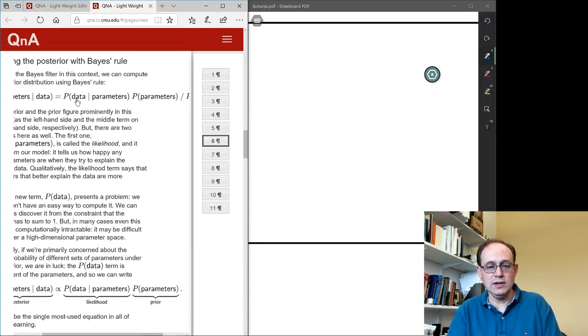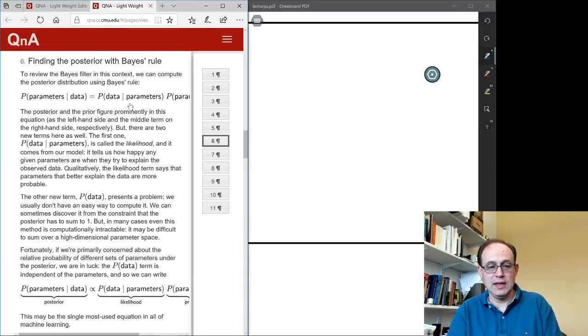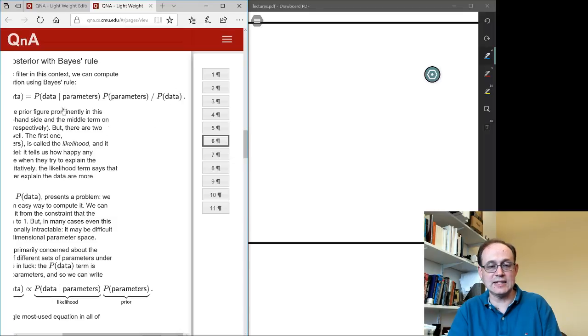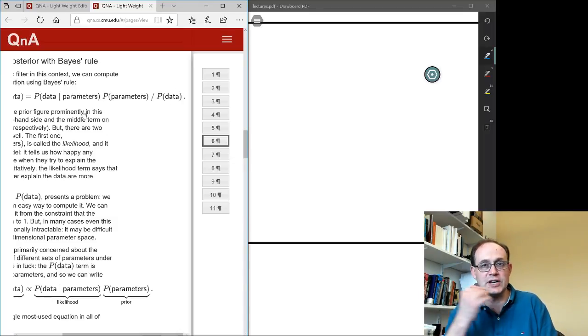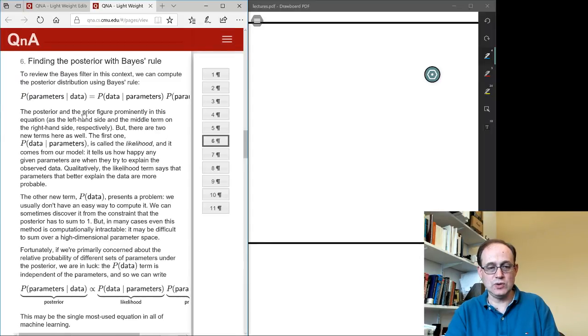All right, so the prior is P of parameters, and the posterior is P of parameters given data. So this is one of the inputs, and this is the desired output. That leaves two more terms on the right-hand side. P of data given parameters is called the observation likelihood, or the data likelihood. It basically tells us how happy any given set of parameters is in explaining our data. For example, if we see 20 heads in a row, a probability of 0.9 for heads is going to be much happier explaining that than a probability of 0.1 for heads. Qualitatively, what Bayes' rule says is exactly that parameters that explain the data better will have higher posterior weight.